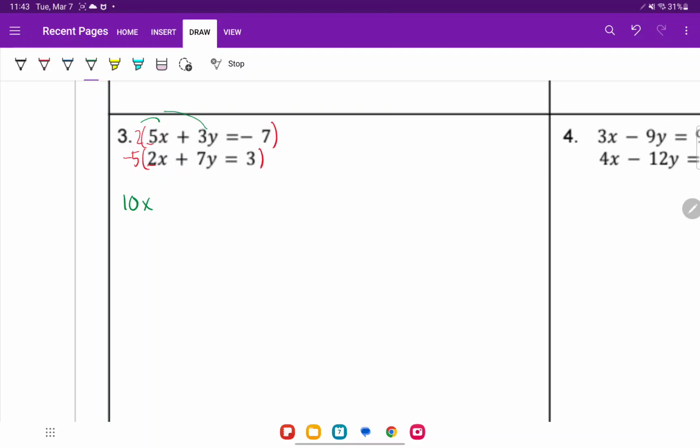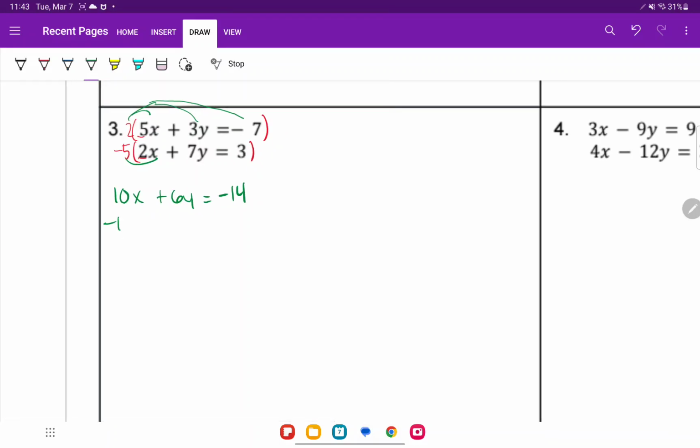2 times 3y is positive 6y equals, and then we multiply all the way across the equal sign. 2 times negative 7 is negative 14. Now we're going to distribute the negative 5 in the second row. Negative 5 times 2x is negative 10x. Negative 5 times 7y is negative 35y equals, and negative 5 times 3 is negative 15.